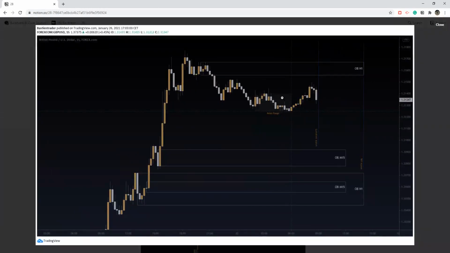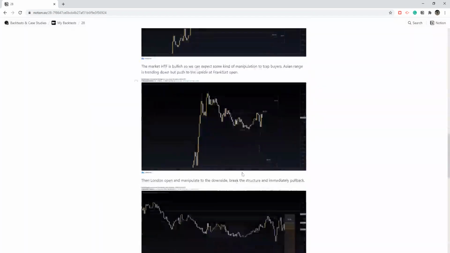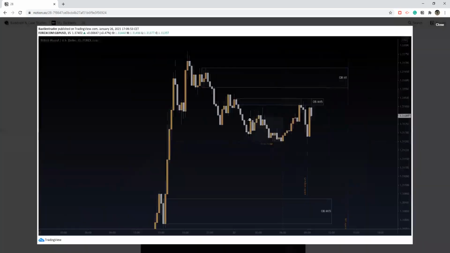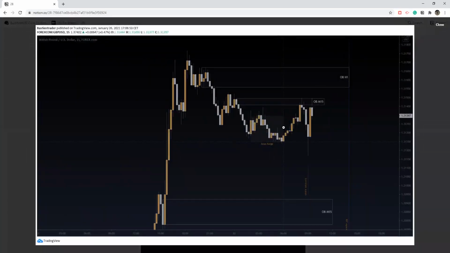Asian session is really nice as well. London Open, overall consolidative market. Even if you don't focus on the Asian session, you can see that it's overall consolidative. So that is good. We can expect a nice pump into the highs and then to potentially shift the time frames, yes, to trap buyers. Asian range, then London Open and manipulate to the downside. Breaking of structure and immediately pull back. Then London manipulate to the downside.